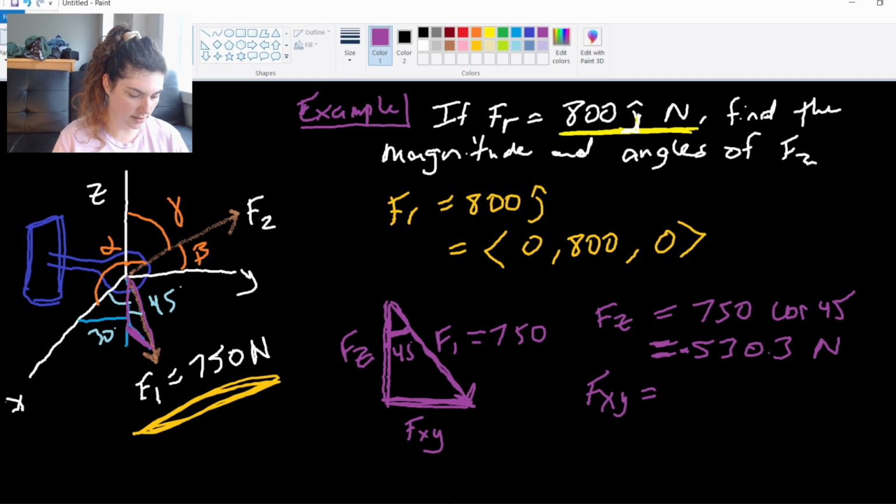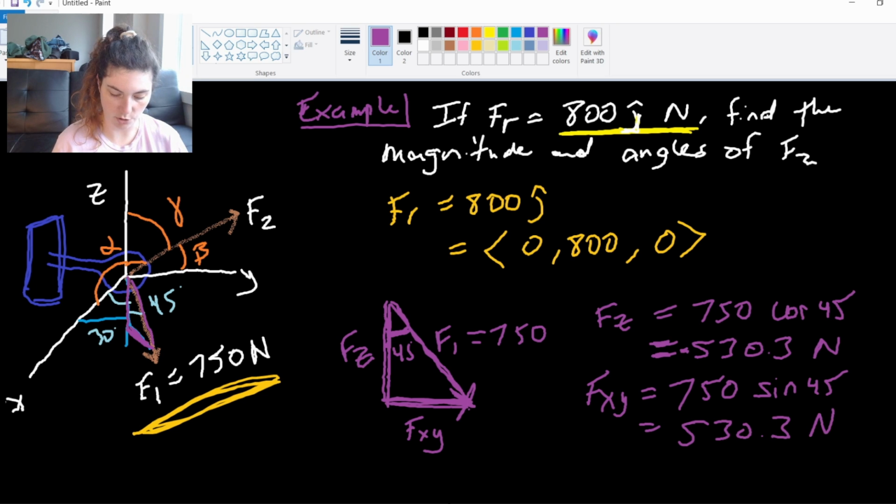And FXY is going in the positive XY directions. So this is going to be 750 sine 45, which gives us a positive 530.3 newtons. So now that we have this FXY, we're going to use this triangle here to break down the x and y components. This is going to happen a lot when we have 3D systems. You may have to break things down more than once. You may need to use more than one triangle to figure out how this sits in 3D space.